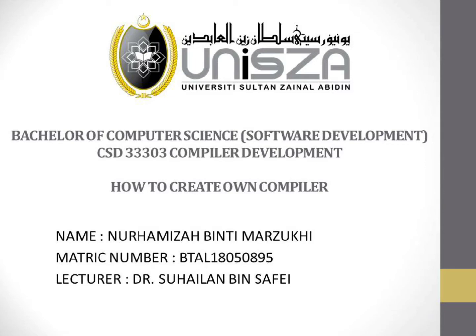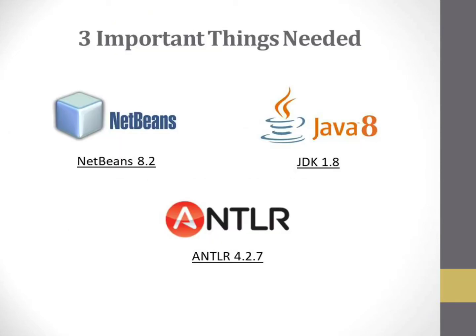In this video, I would like to present how to create your own compiler for the subject Compiler Development. For this project, three important things are needed. The first is NetBeans, version 8.2. Second, Java, JDK 1.8. And the last is ANTLR, version 4.2.7.